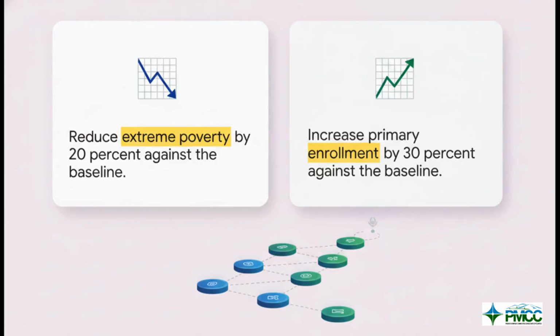Let's actually compare a couple of these directly. On the economic side, we have reduce extreme poverty by 20% from baseline by 2008. Then on the social side, increase primary school enrollment by 30% from baseline again by 2008. These are distinct, very measurable steps that support broader development outcomes. You see, for massive 15-year goals, these shorter interim targets act as absolutely vital stepping stones. They make sure you don't lose your way on the long journey.